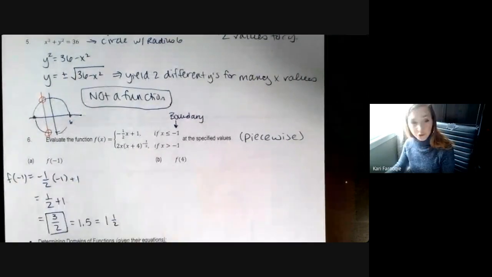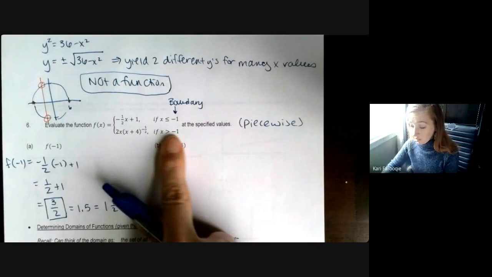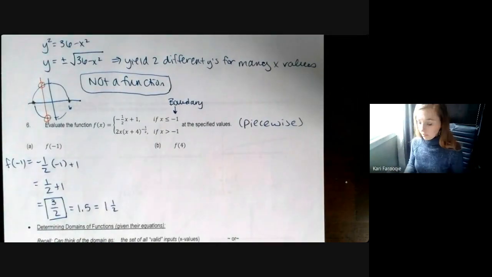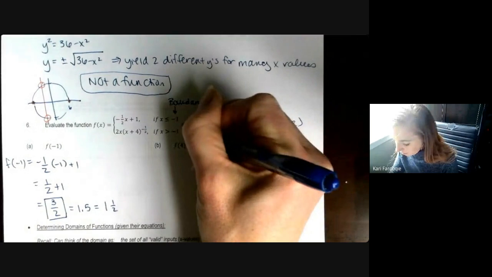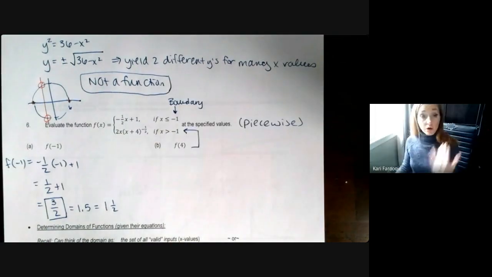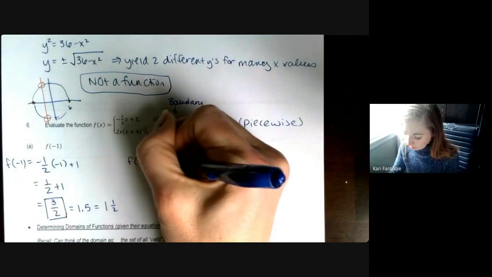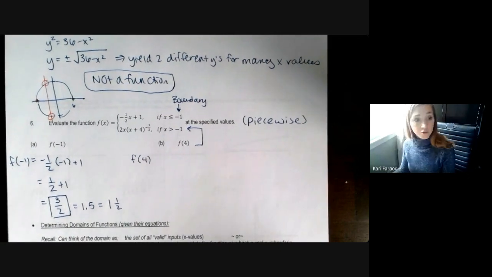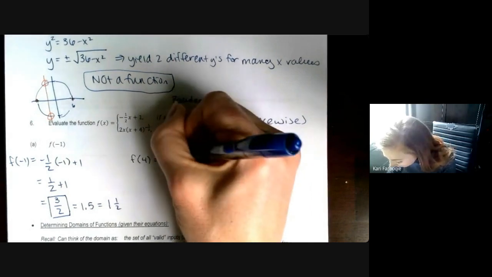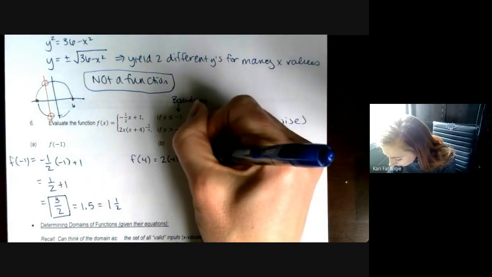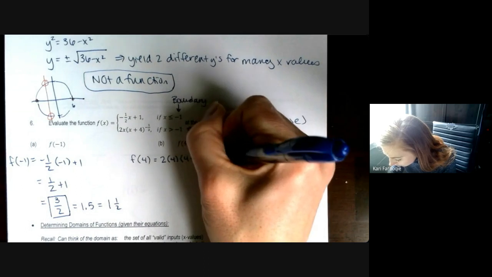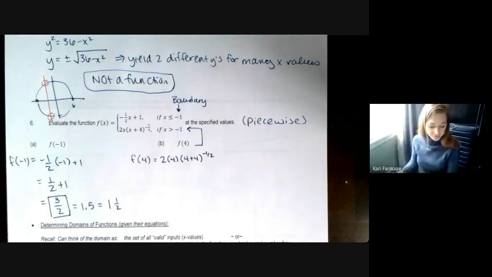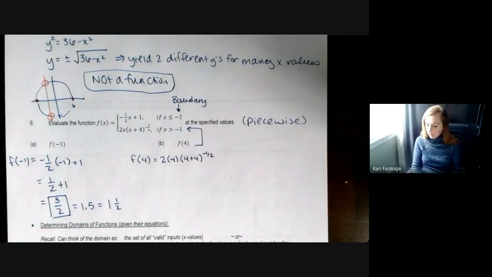Right, f of 4. Now this time we're looking at a value that's greater than -1. If we're looking at a value that's greater than -1, then I'm going to follow the second definition. So everywhere I see x, I'm going to substitute 4. You're going to need a little bit more space for this one, so I'm going to start this off to the side and try to write a little bit smaller. So for f of 4, everywhere I see x, I'm going to substitute 4. So I have 2 times 4 times 4 plus 4 to the -1/2. There's a little bit of simplifying that we have to do, but that's okay because we need practice.